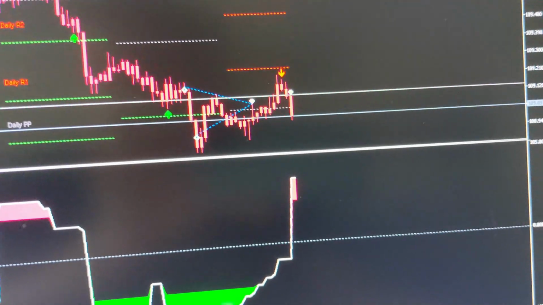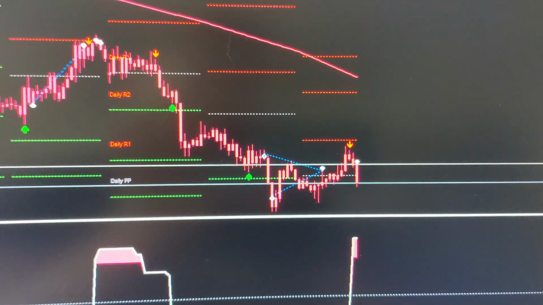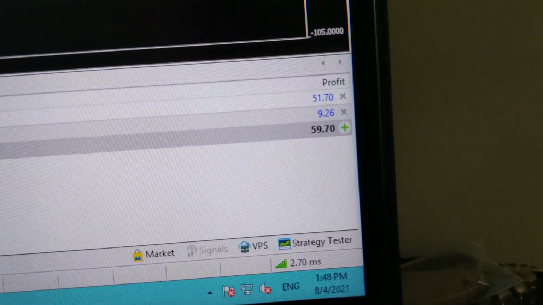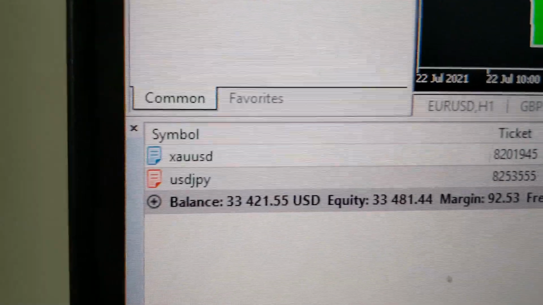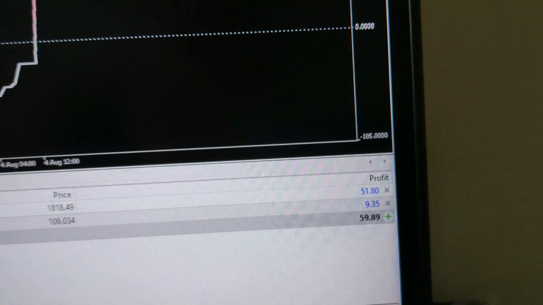All right, so those are my trades for Wednesday, and I think that we're looking pretty good. We're in a profit of about $60 on my $33,421 account. So it's baby steps, but looking pretty good for the week.